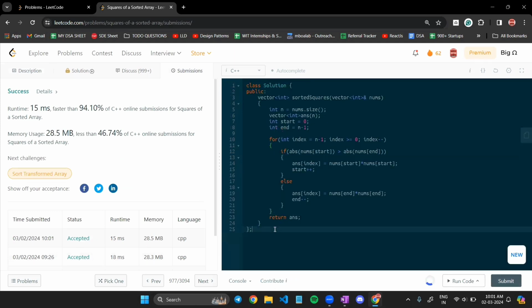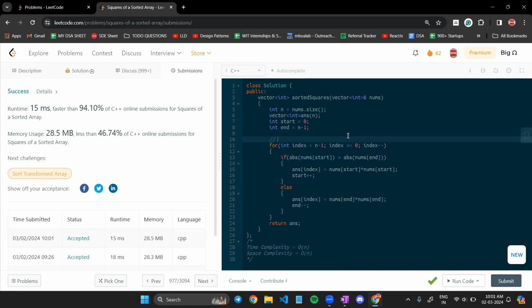Now talking about the time complexity and space complexity. So the time complexity is order of n. Why? Because here you can see that we are iterating over the complete answer array which has a size of n to populate it, right? So here we are using a time complexity of order of n, and the space complexity is also order of n. Why? Because here we have taken an additional vector answer whose size is n, correct?